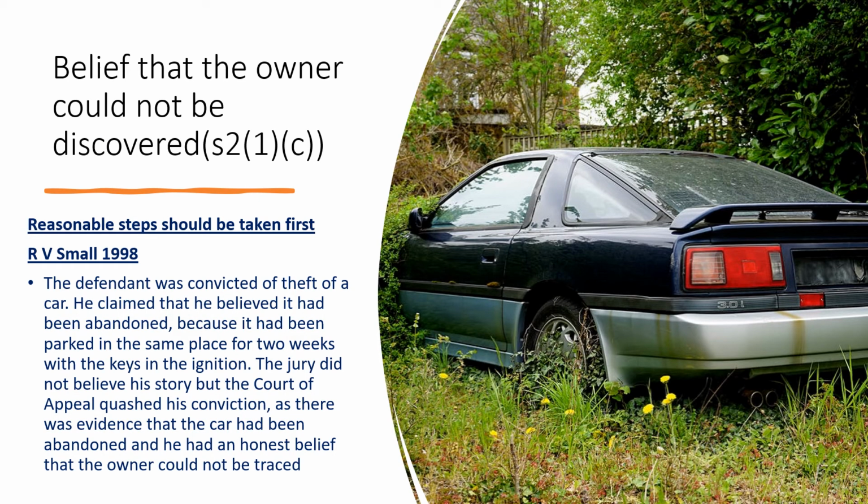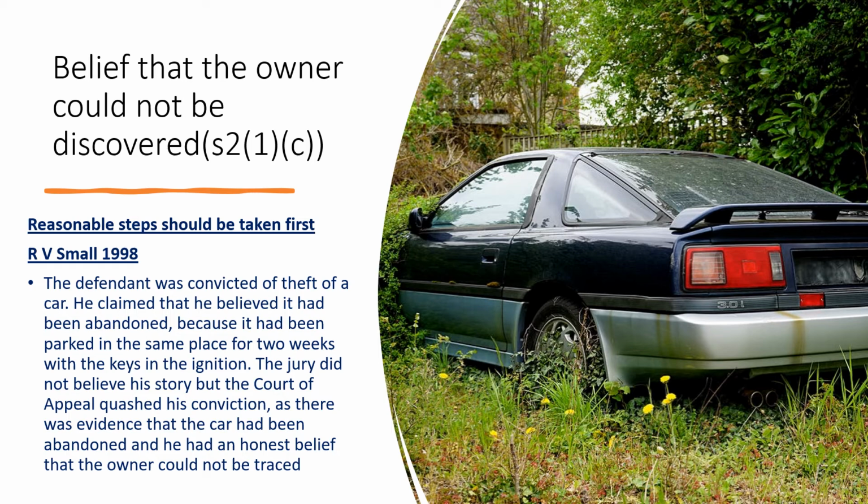In terms of belief that the owner couldn't be discovered under section 21C, of course reasonable steps need to be taken. So if you find a mobile phone, for example, it's usually easy to at least find the owner. You should give it to the police, they could do it. So it's not going to happen in those situations. But if you find, say, an abandoned car with no registration plates, then it might be slightly more difficult.